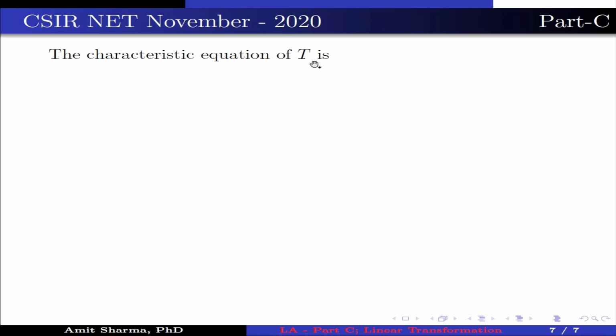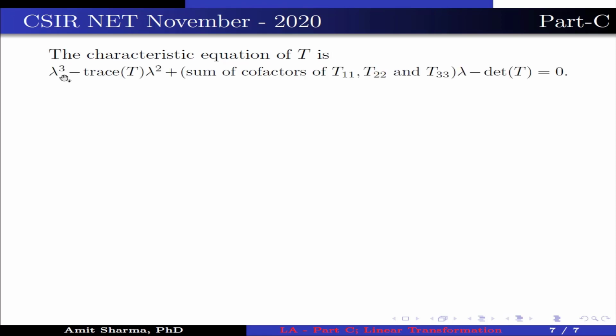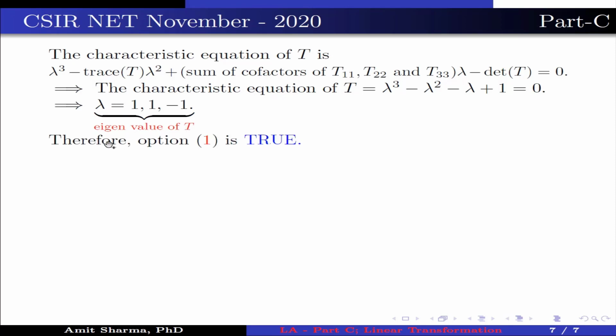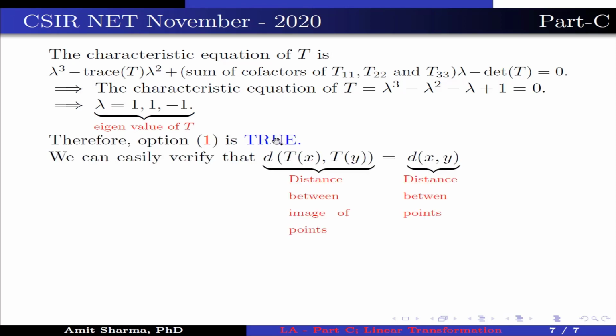The characteristic equation of T is lambda cube minus trace of T into lambda square plus sum of cofactors of T11, T22 and T33 into lambda minus determinant of T equal to 0. This implies the characteristic equation of T is lambda cube minus lambda square minus lambda plus 1 equal to 0. This implies the values of lambda are 1, 1 and minus 1. These are the eigenvalues of T. Therefore, option 1 is true.